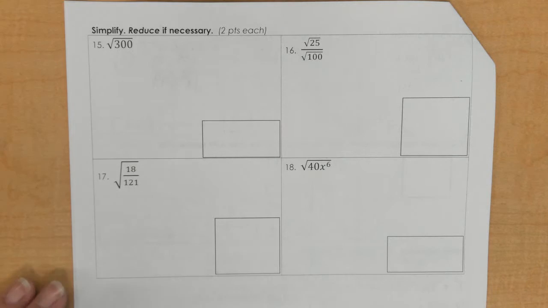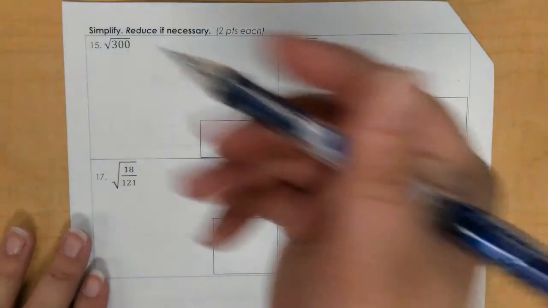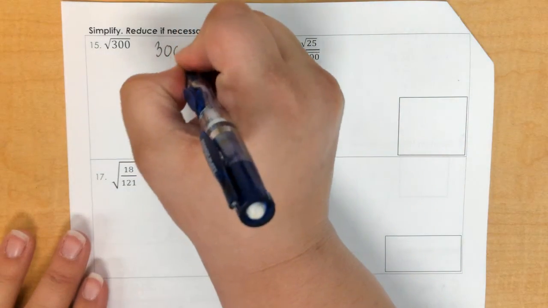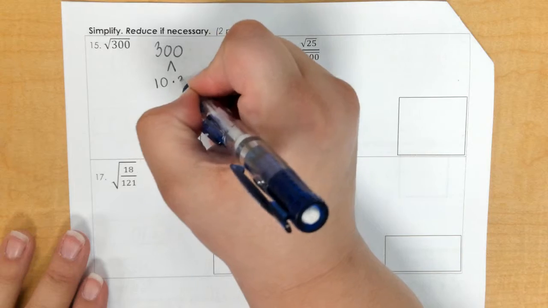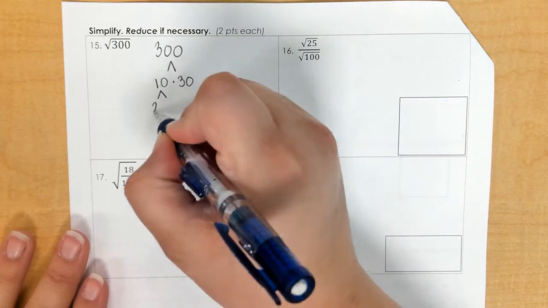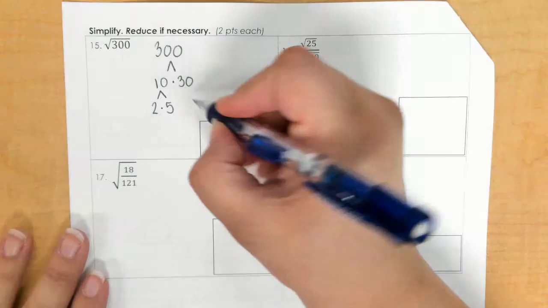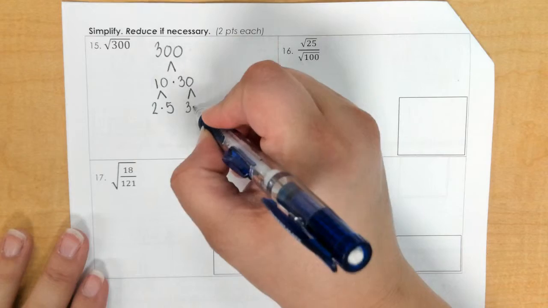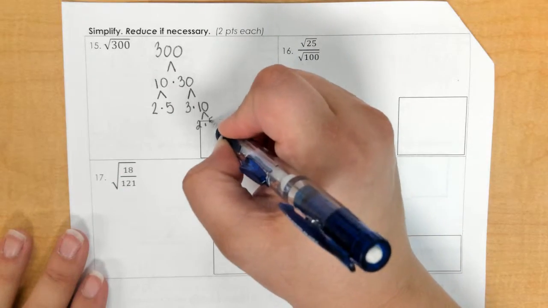For number 15, it says to simplify and reduce if necessary. So we are going to do a factor tree for 300. Okay, I can break it down by 10 and 30. 10 can break down to 2 and 5. 30 can break down to 3 and 10. And then 10 can break down to 2 and 5.